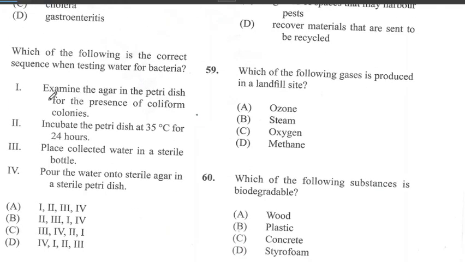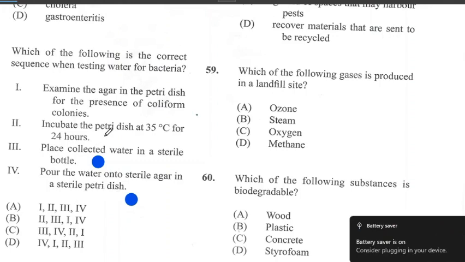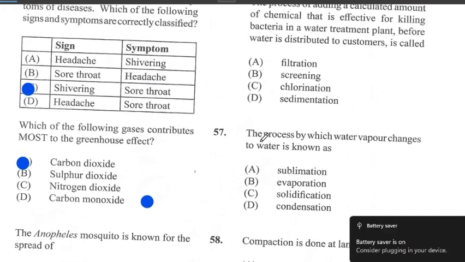Which of the following is the correct sequence when testing water for bacteria? That would be I, place collected water in a sterile bottle. IV, pour the water onto sterile agar in a sterile Petri dish. II, incubate the Petri dish at 35 degrees for 24 hours and then lastly do that. So the sequence for that is I, IV, and II. If you guys have any different answers, just tell me in the comments below.